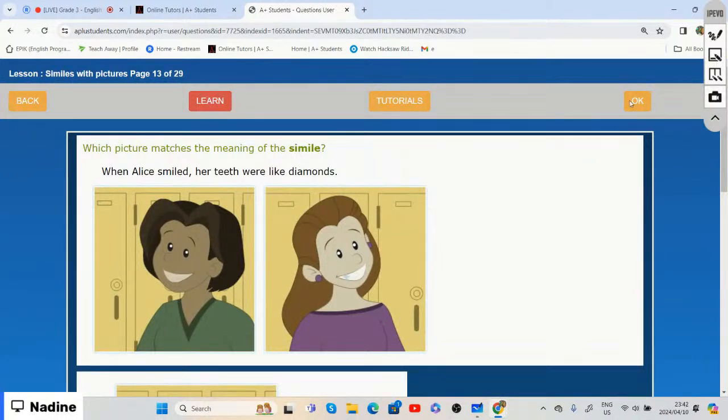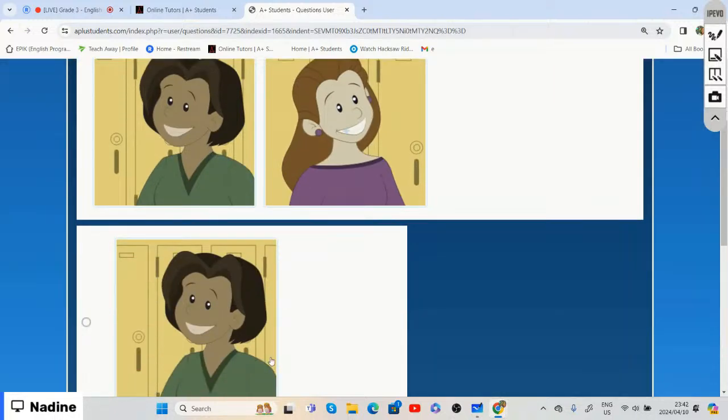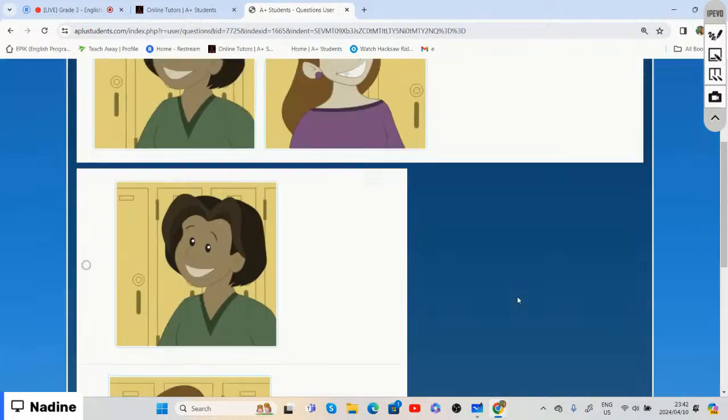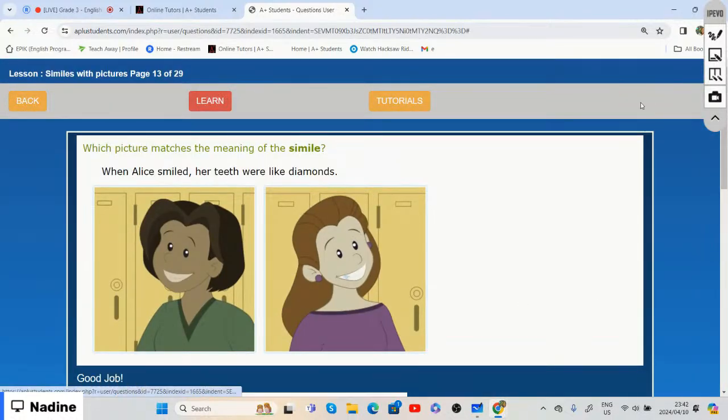All right, and now let's go to the next one. It says, when Alice smiled, her teeth were like diamonds. If your teeth are like diamonds, if you look at a diamond or something that is very shiny, it sparkles. It's not dull, it sparkles. So if we compare someone's teeth to diamonds, we will choose the second one, it sparkles, it shines.